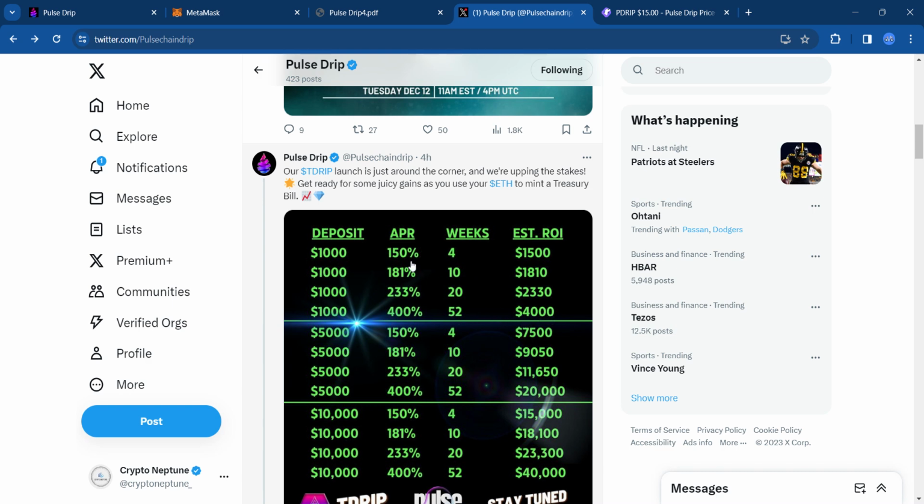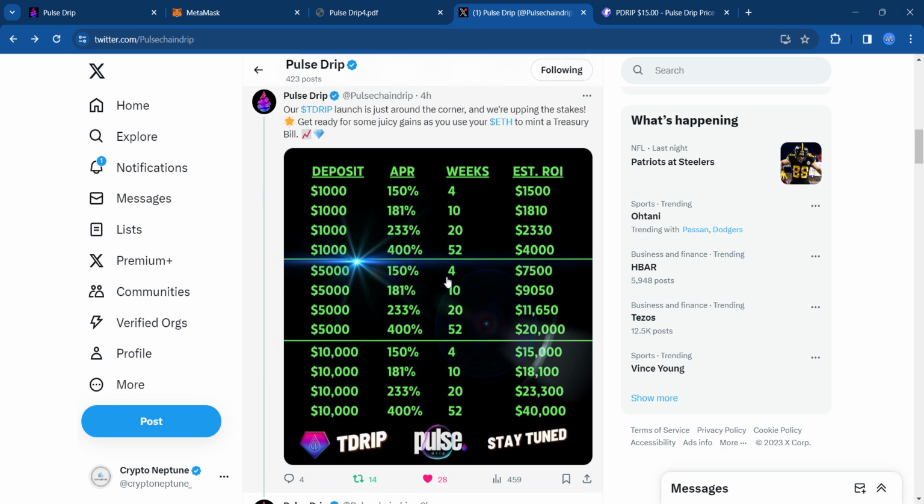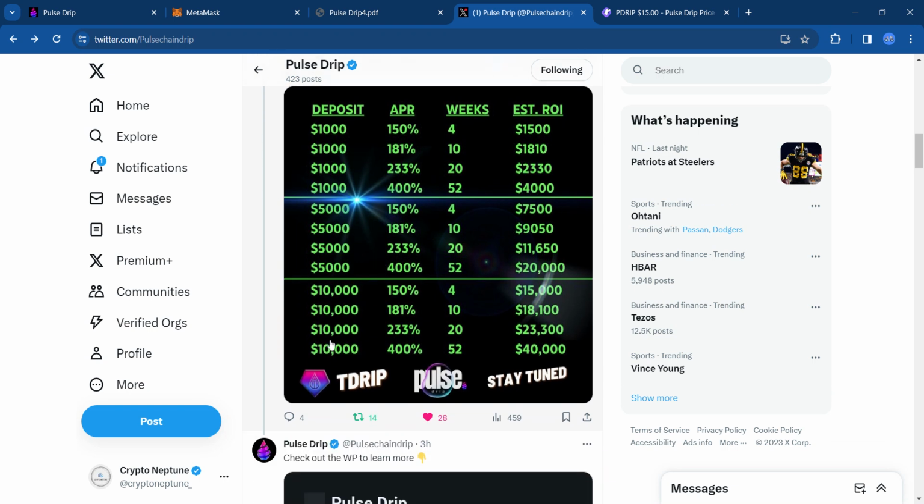So maybe an added bonus for going the full year, but this was potentially what you could expect. Again, all this is subject to price, but this is a hypothetical type situation, right? And then if you go heavy, here's some nice ones. You put in 5,000 at 400% APR for 52 weeks, you will get back 20 grand, right? So the team is anticipating maybe some of that ETH money coming in heavy.